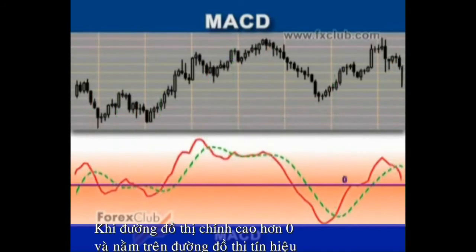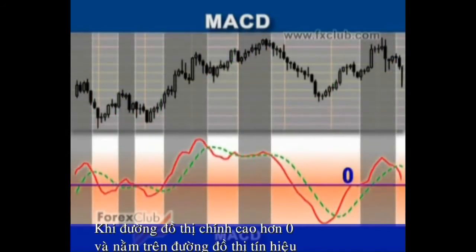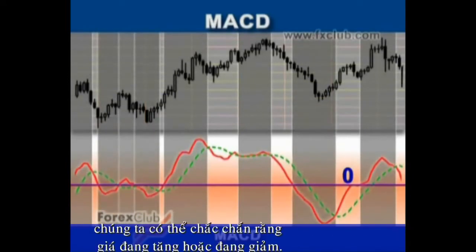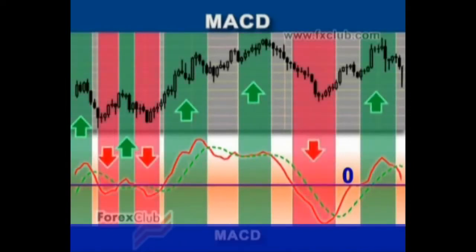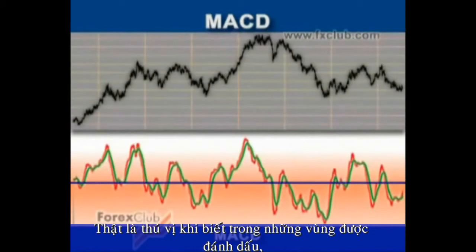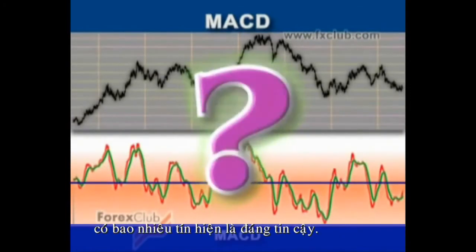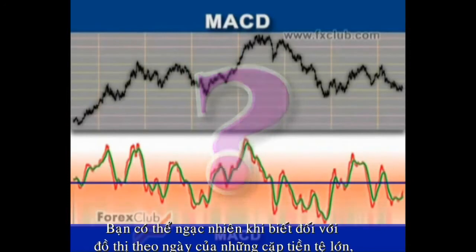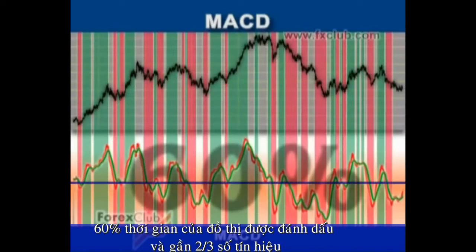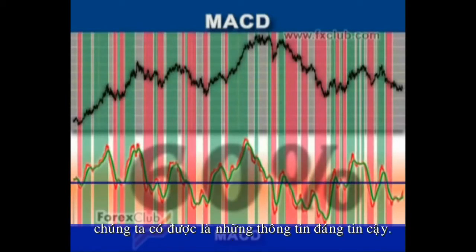When the baseline is above 0 and higher than the signal line, or when it's below 0 and lower than the signal line, we can assert that it's highly probable that the price is rising or falling. We've already seen this approach with the price oscillator. It's interesting to know how much of a chart would be shaded as reliable information. It may surprise you to learn that on daily charts of the major currency pairs, more than 60% of the time will be shaded. For almost 2/3 of the time we have quite reliable information on the market direction.